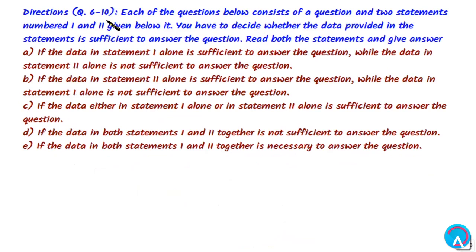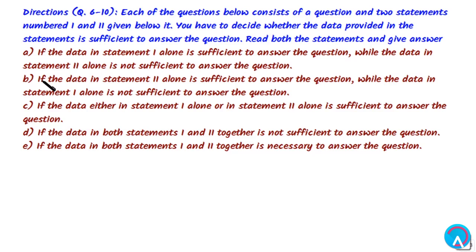Let's do question number 6 to 10. Each of the questions below consists of a question and 2 statements numbered 1 and 2 given below it. You have to decide whether the data provided in the statements is sufficient to answer the question. Read both the statements and give the answer. Answer is option A if the data in statement 1 alone is sufficient to answer the question, while the data in statement 2 alone is not sufficient.